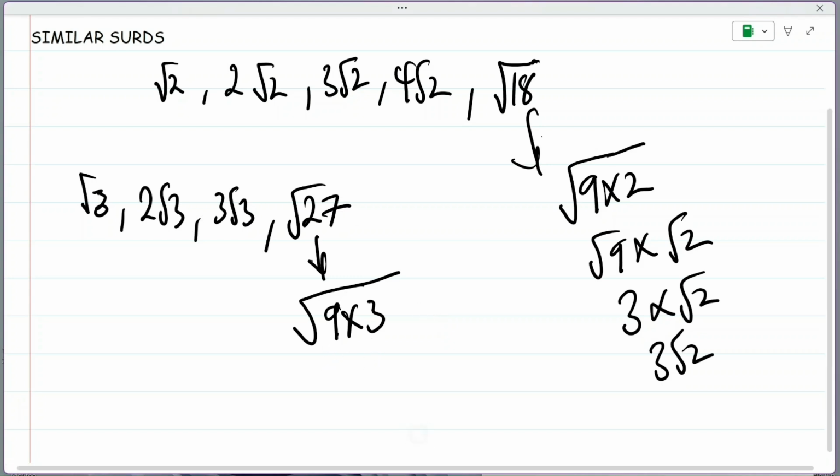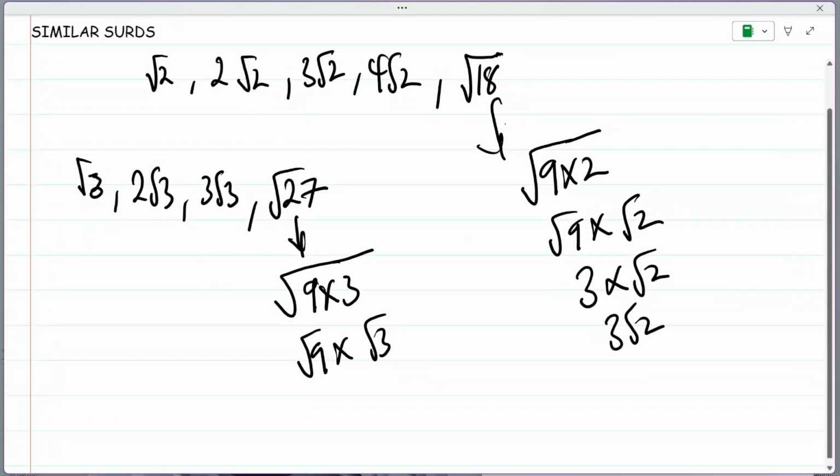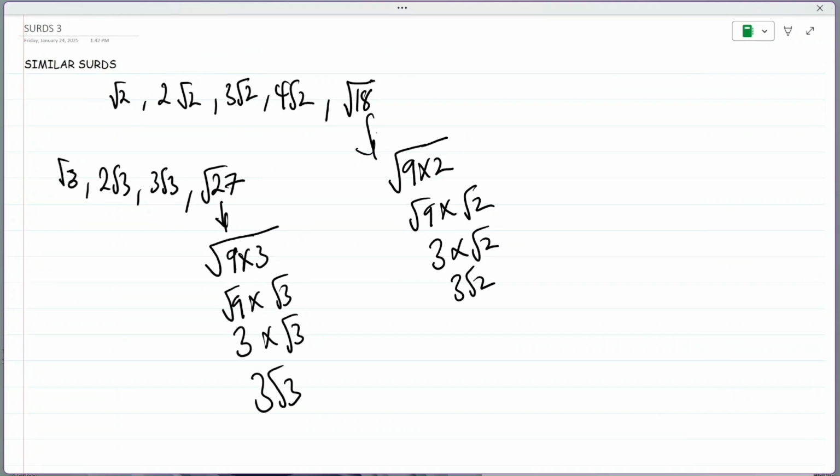9 is a perfect square, while 3 is not. So we can separate the square roots. Square root of 9 times square root of 3. Square root of 9 is 3. Square root of 3 or root 3 is still root 3, because it gives us a decimal and we don't work with decimals in surds. So we have it as 3 root 3. Square root of 27 in single form is also 3 root 3, which is therefore similar surds of root 3.